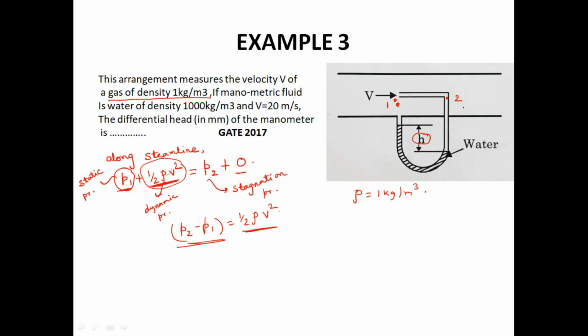So in this case, if you consider from here to here, you have to draw one reference line here, the reference line x dash and point 1. Both points 1 and 2 are at the same horizontal level, at height z. So the pressure at point 1 is P1 plus rho gz, then P1 plus rho gz minus h.